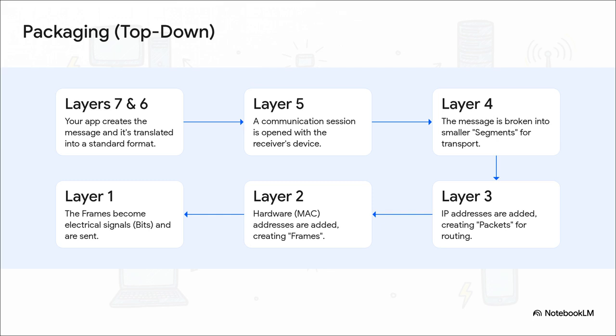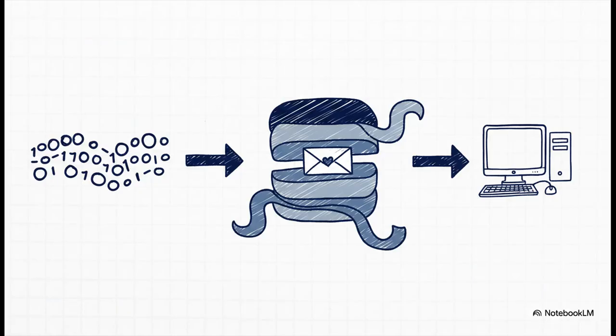Then at layer 4, the message gets chopped up into smaller pieces called segments. This is super important because if one little piece gets lost, you only have to resend that one piece, not the whole thing. Layer 3 adds the IP addresses. That's the global mailing address for the final destination, turning segments into packets. Then layer 2 adds the local hardware address, creating frames. And finally, at layer 1, it all gets converted into electrical signals, ones and zeros, or bits, ready to fly. And just like that, those bits travel across the world and get to where they're going.